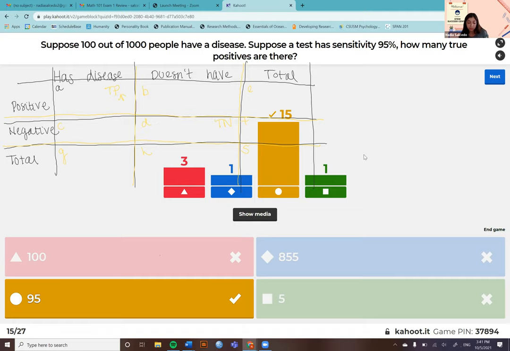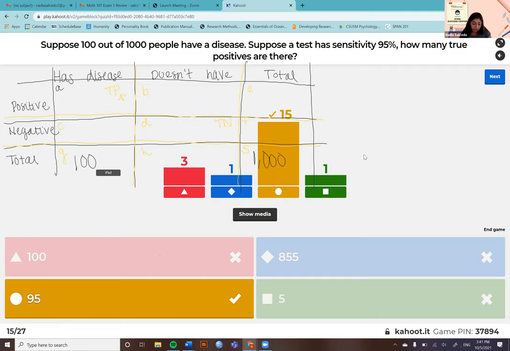So there's 1,000 people total. So that's going to go right here. This is going to represent the 1,000 people that we have total. This is going to be the population. And 100 out of them have a disease. So this is the has a disease column. So we're going to go ahead and put the 100 right here.